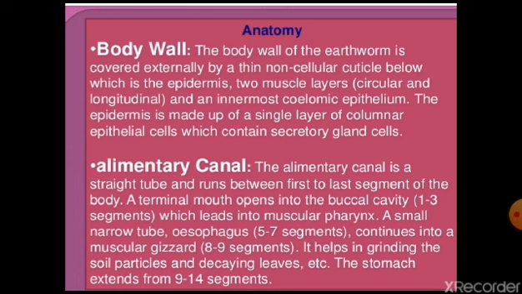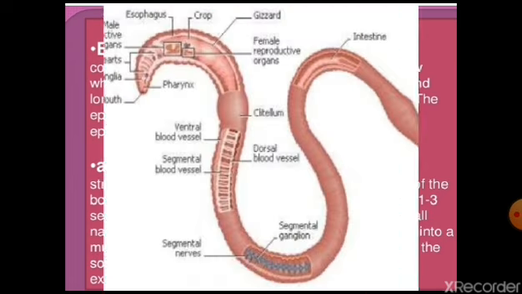A small narrow tube, the esophagus, which lies in segment number 5 to 7, continues into the muscular gizzard present in segment number 8 and 9. It helps in grinding the soil particles and decaying leaves. Next, the stomach extends from segment number 9 to 14.